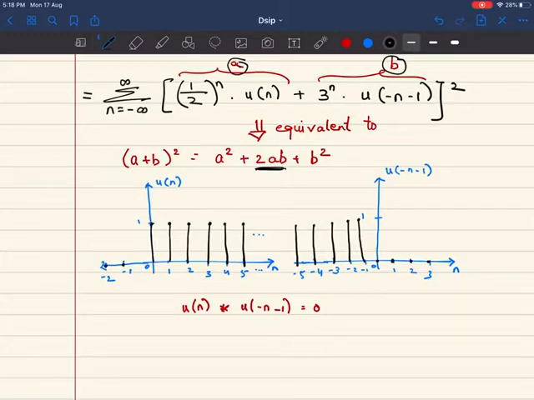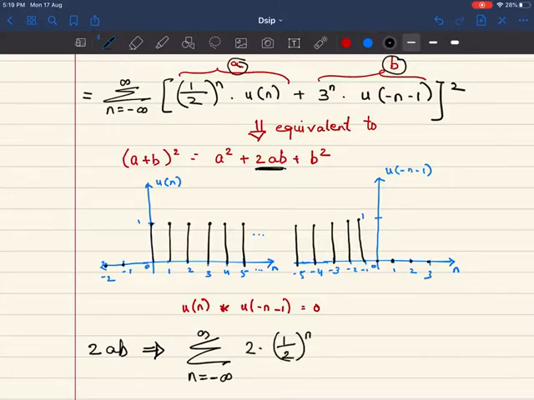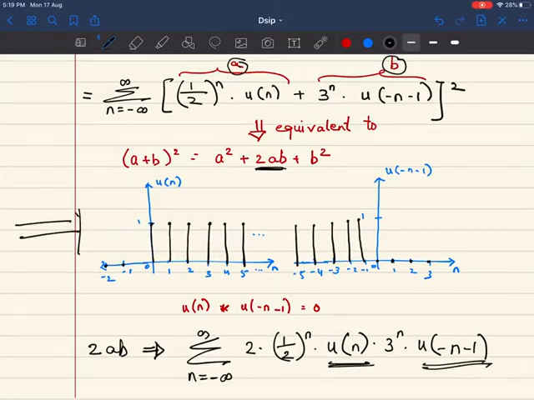So, 2ab is nothing but the summation of n equal to minus infinity to infinity of 2 into (1/2)^n u(n) into 3^n u(-n-1). This is what my 2ab is going to be. Okay. Now, from that I am going to draw u of n, which is the unit step signal, and the variation of unit step signal, which is u of minus n minus 1. So, here I have drawn the graphs for both u of n and u of minus n minus 1.